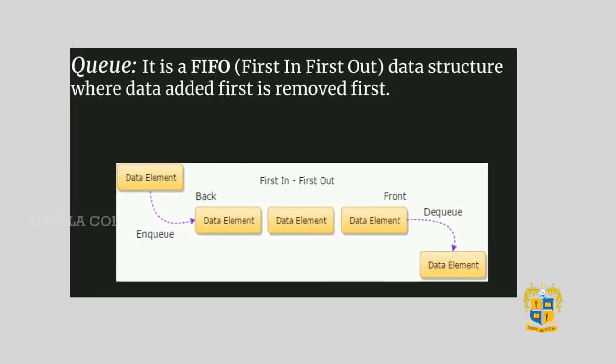Queue. A queue or FIFO, first in, first out, is an abstract data type that serves as a collection of elements with two principal operations: enqueue, the process of adding an element to the collection where the element is added from the rear end, and dequeue, the process of removing the first element that was added where the element is removed from the front side. It can be implemented by using both array and linked list.